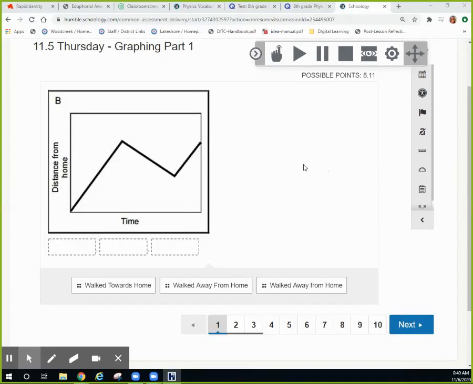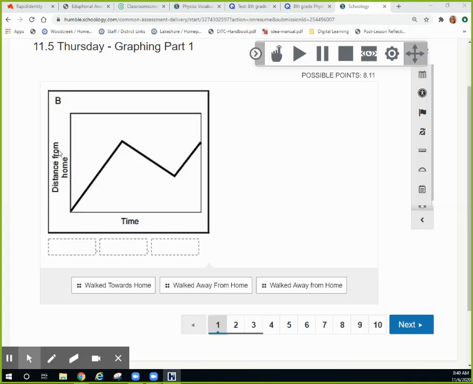Okay, so what we're going to be doing today is describing these motion graphs using terms like walking away, stopping, slowing down, changing direction. We're going to describe them in those ways. So what we have here is a graph.